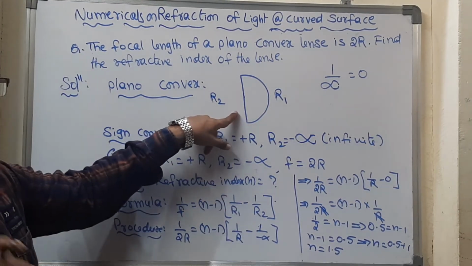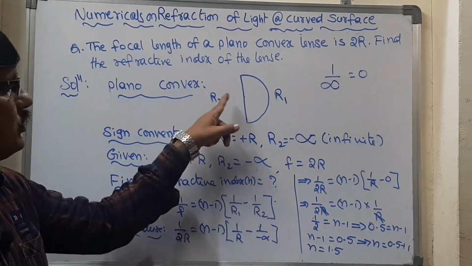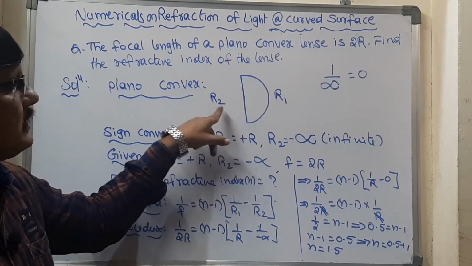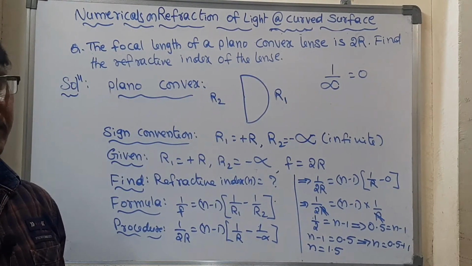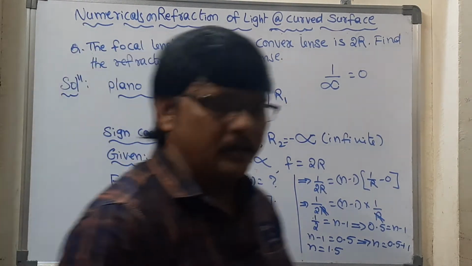The only thing you should be very familiar with is a plano convex lens, which you should draw like this, and for a plane surface the radius of curvature is infinite, and 1 by infinite is equal to 0. These two values you have to keep in mind. Okay? Right. And next we will see another one.